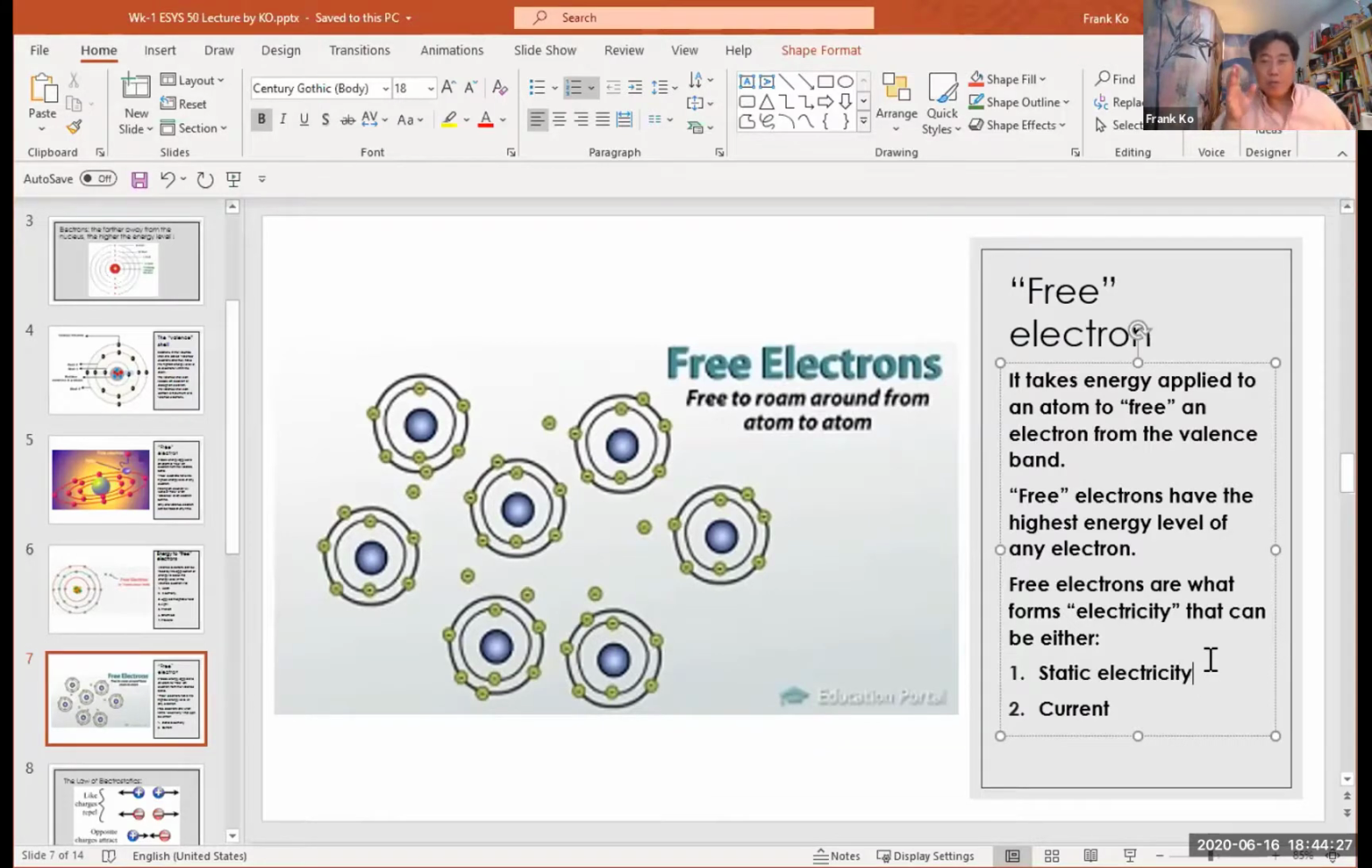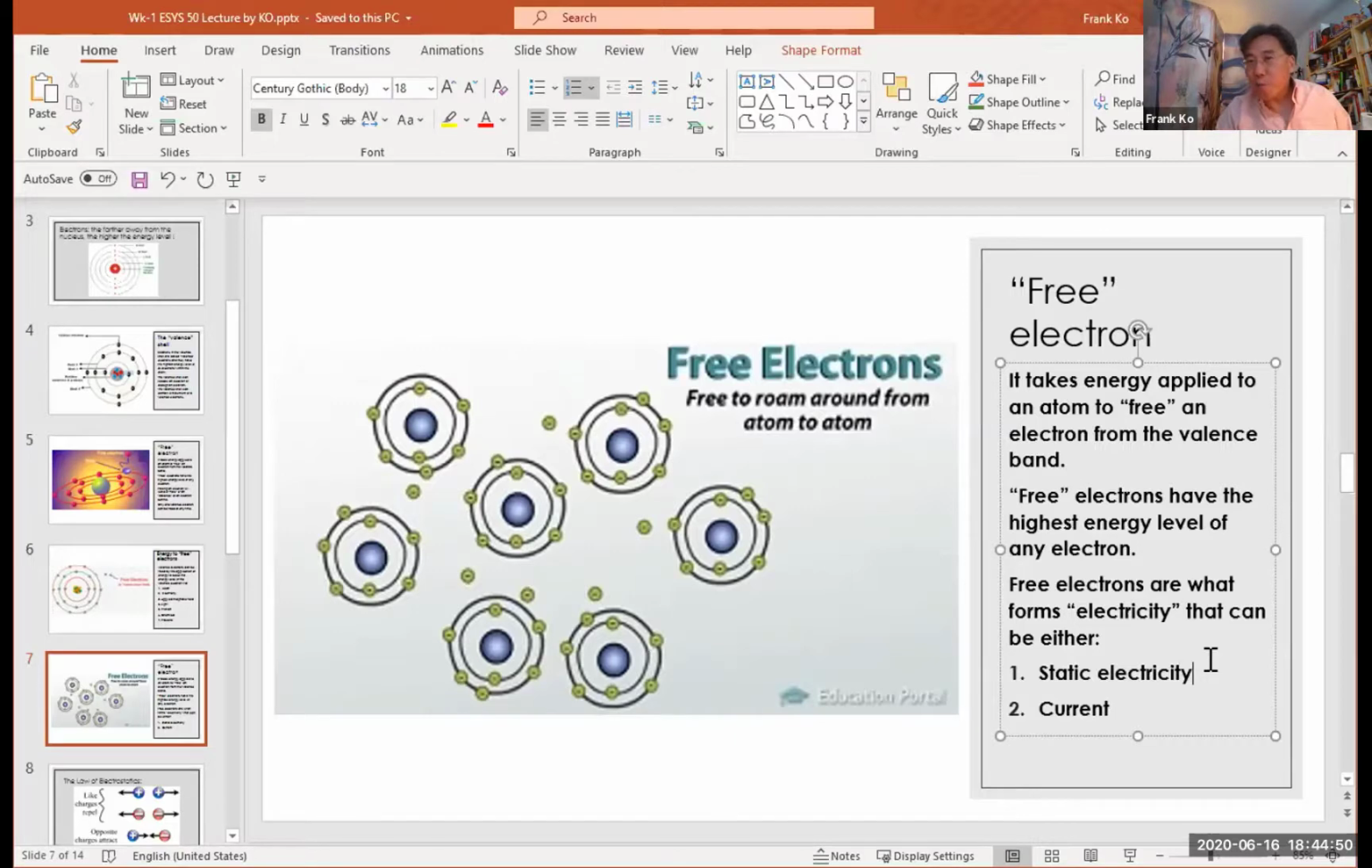And not only is it useless, it's actually detrimental in an electronics lab, because a number of circuit components that we're going to work with, we're going to be working with microchips, and static electricity can destroy your microchips in an instant if you're not careful, okay? So we don't like static electricity, and we'll talk about ways of protecting ourselves.